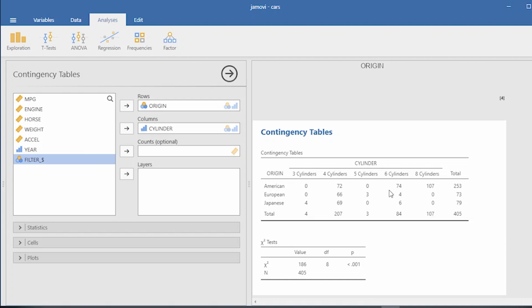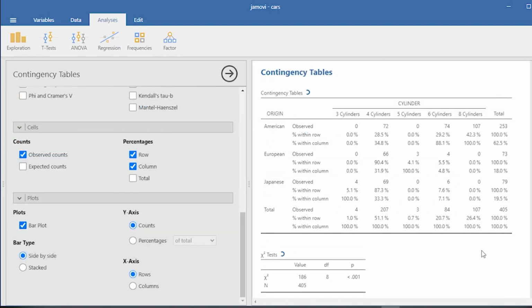If you want to look at the count, it's quite obvious by looking at the cylinder 8 for the American cars, a larger cylinder than the others. So Japanese and European cars didn't use 8 cylinders, but most likely they were focusing on the 4 cylinders.